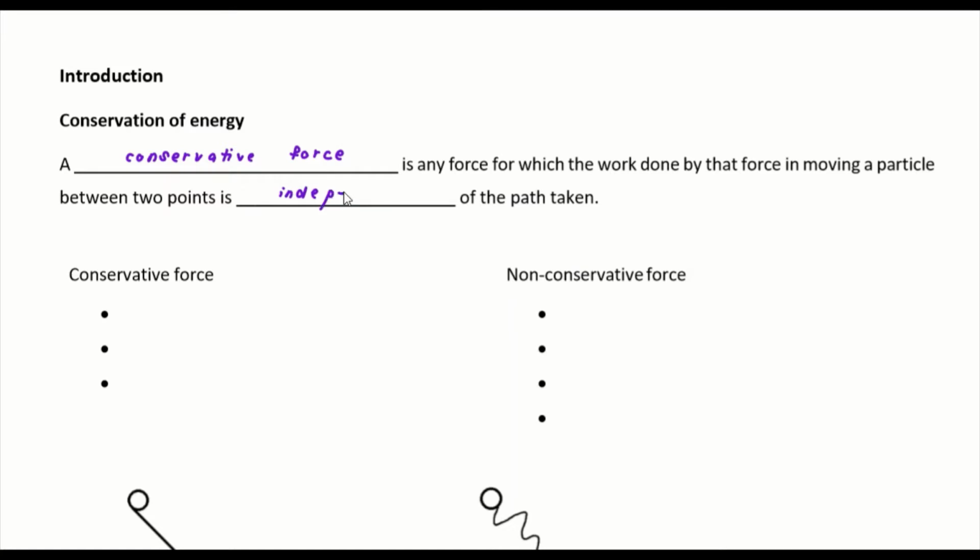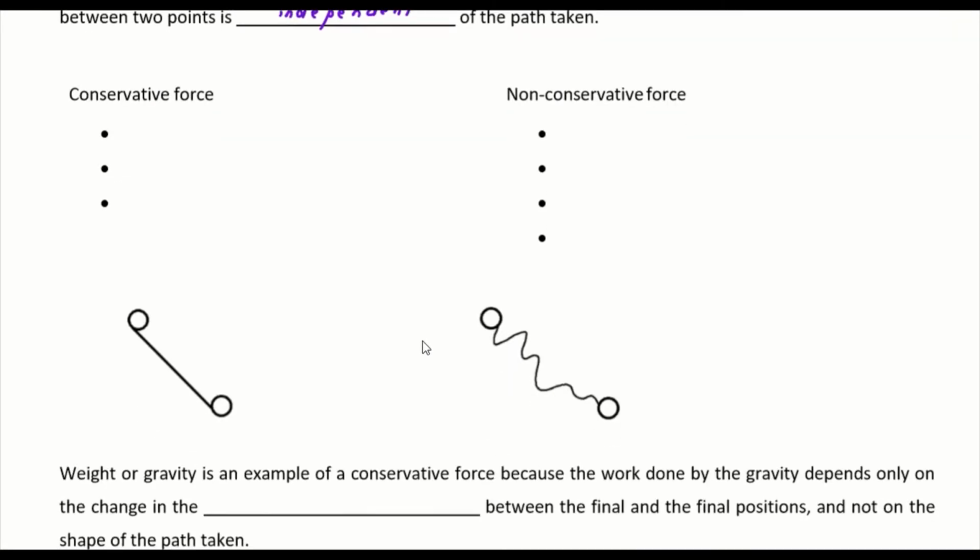Okay, so the difference between them is that for conservative force, the work done is path independent. Which means it doesn't matter whether the path is a zigzag one or a curved one. What matters is the initial position and the final position. For non-conservative force, it depends on the path taken. Okay, so now you can try to imagine what type of force is actually conservative force.